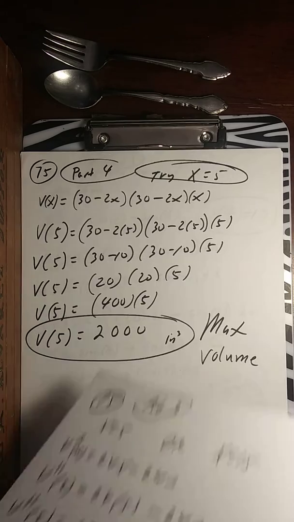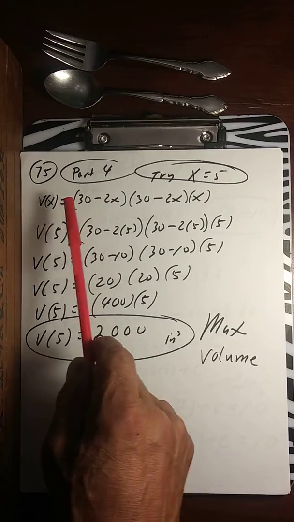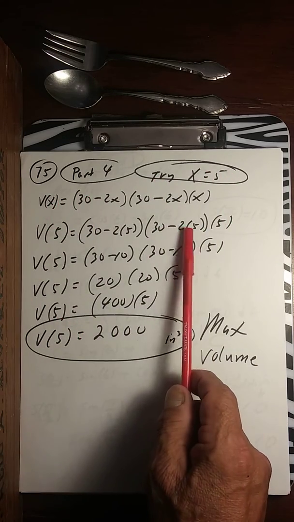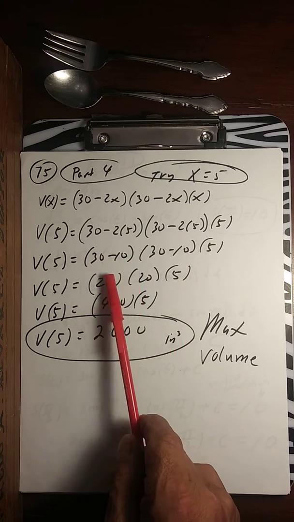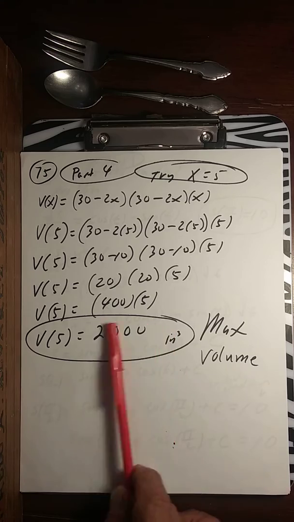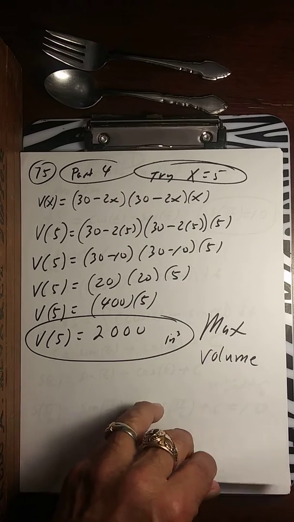So now, put it back in the original problem, 5. V of 5 is 30 minus 2 times 5, 30 minus 2 times 5, that's 30 minus 10, 30 minus 10, 20 times 20 is 400. Times 5 down here, 5 times that is 2,000. So 2,000 inches cubed is the maximum volume.